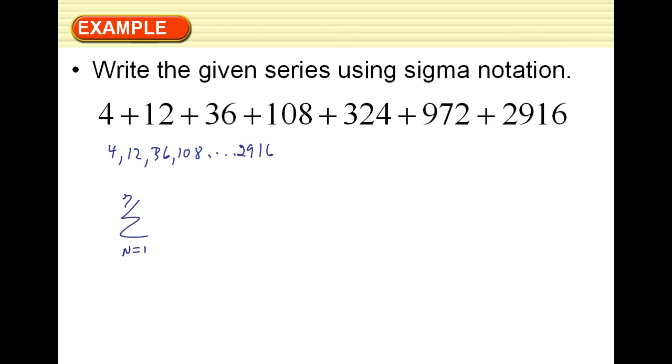Now notice that this is a geometric sequence because I'm having an r value of 3, multiplying times 3 each time. And u sub 1 is equal to 4. So this is going to be 4 times 3 to the n minus 1, from 1 to 7 would be this sum.